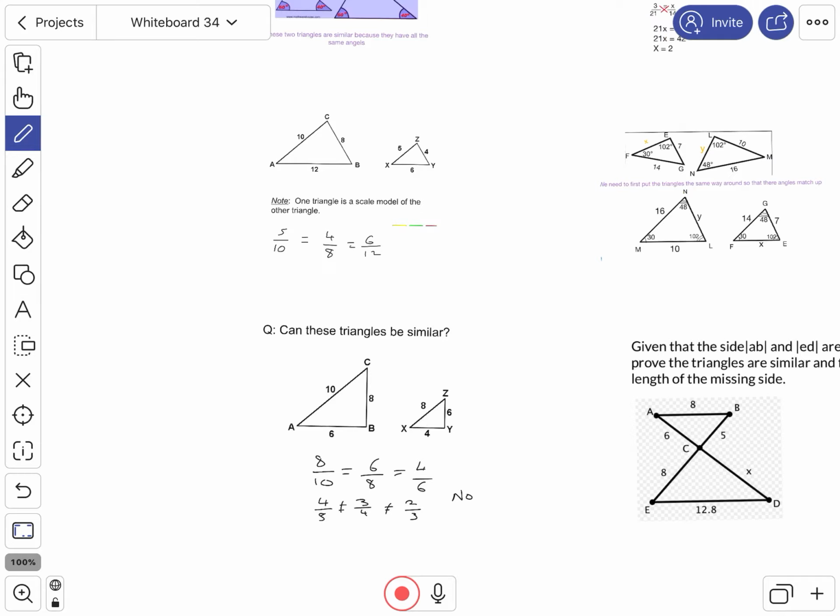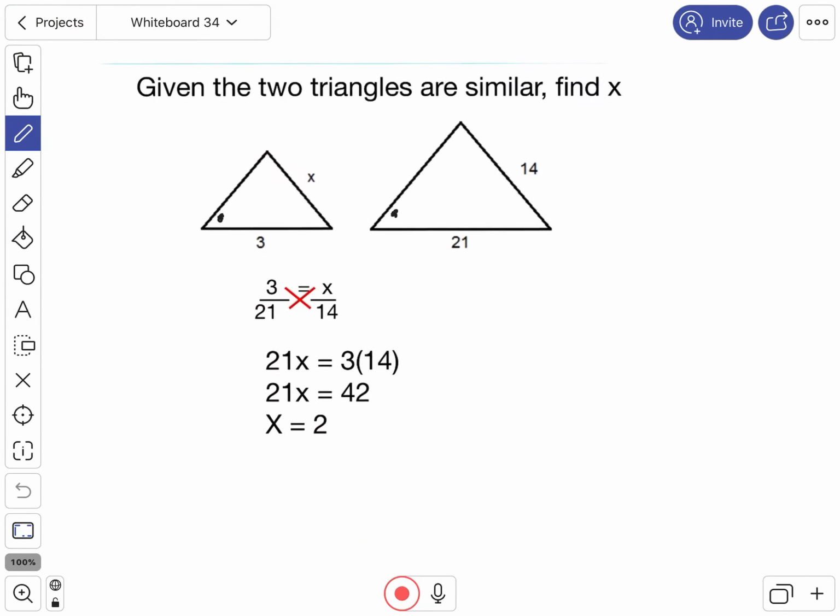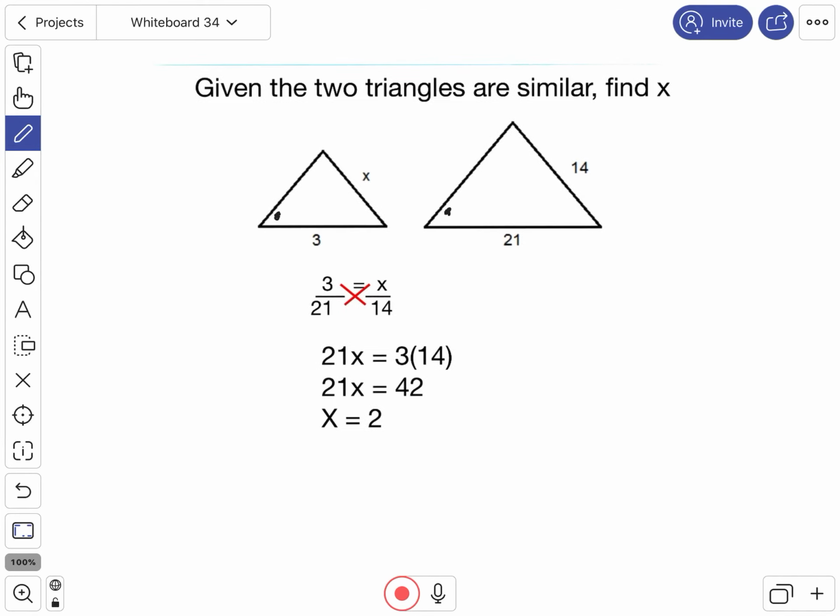Okay, so let's take a look at another question then. This question's already done first. It says, given two triangles are similar, find x. If I look at these, they have given me that this angle and this angle are the same, which means that I now know that this side and this side are going to be the same, and then this side and this side. Or not the same, they're going to be in a ratio to each other.